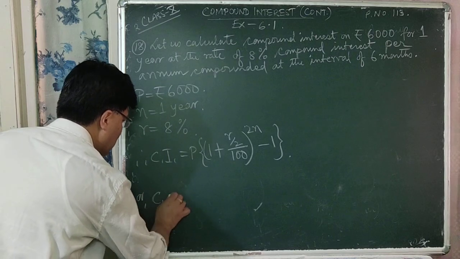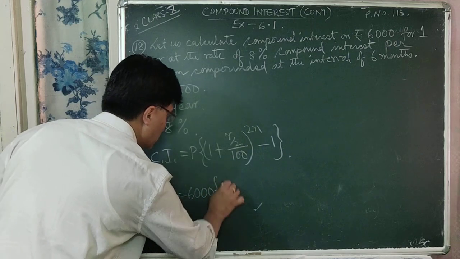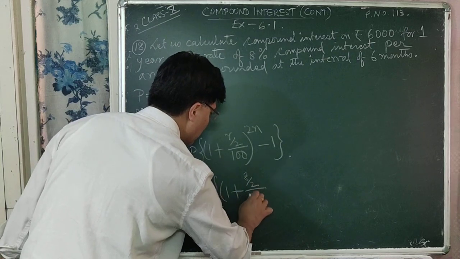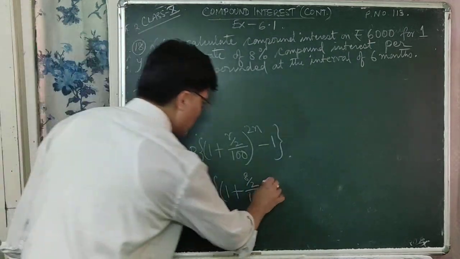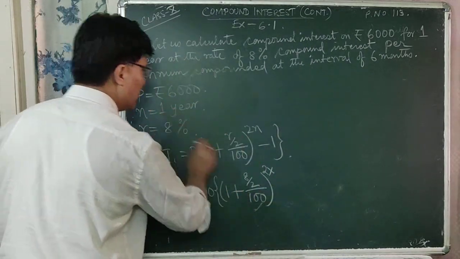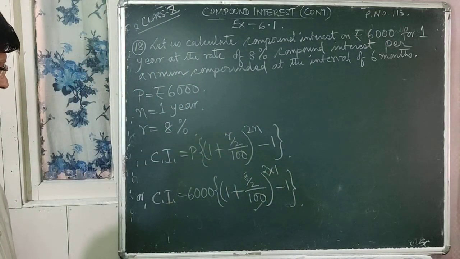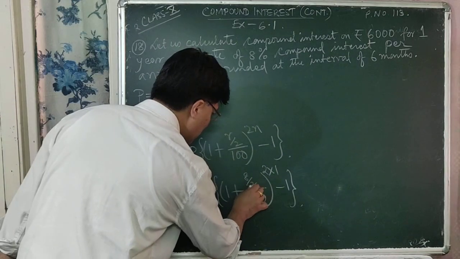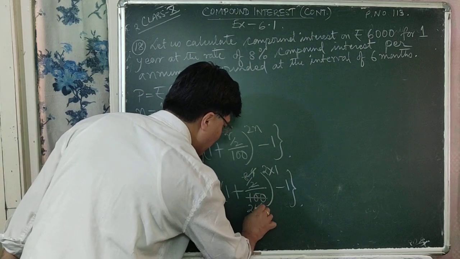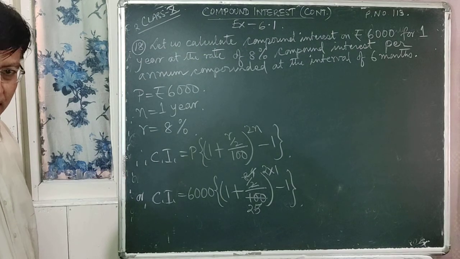So CI is equal to, what is P here? 6,000. Then within second bracket 1 plus R by 2, that is 8 by 2 divided by 100, whole to the power 2n, that is 2 into n, which is 1. Then you write minus 1. Let us simplify it. 2 ones are 2, 2 fours are 8. 4 ones are 4, 4 twos are 8, 4 fives are 20. So we have simplified here. Is it clear to all of you?